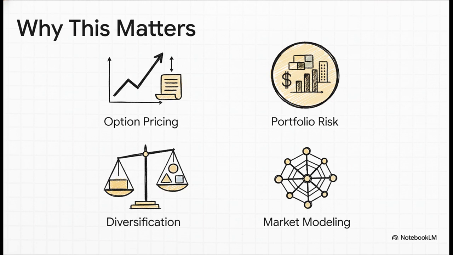The risk of your entire portfolio, it's not just the sum of the individual risks. It is completely determined by the joint distribution of all the assets inside it. Do they move together? Do they move independently? Or do they move in opposite directions? Answering that question is the key to diversification and to modeling the entire market.